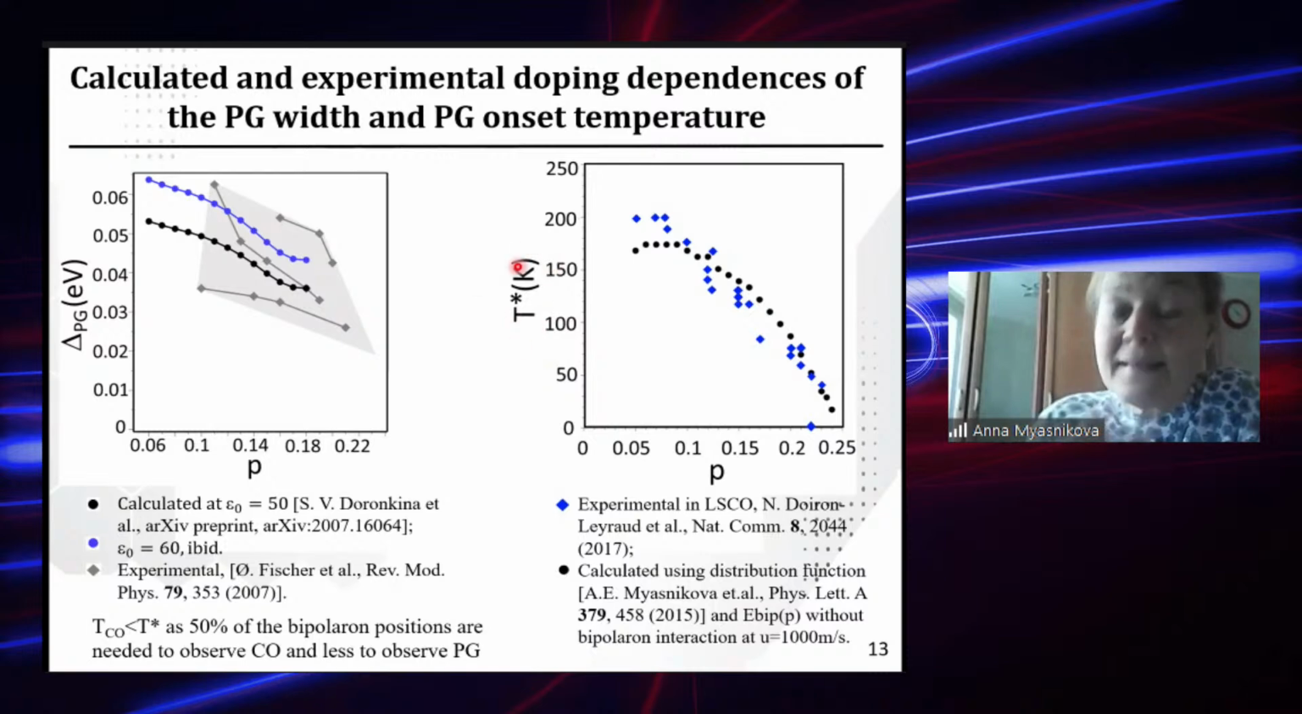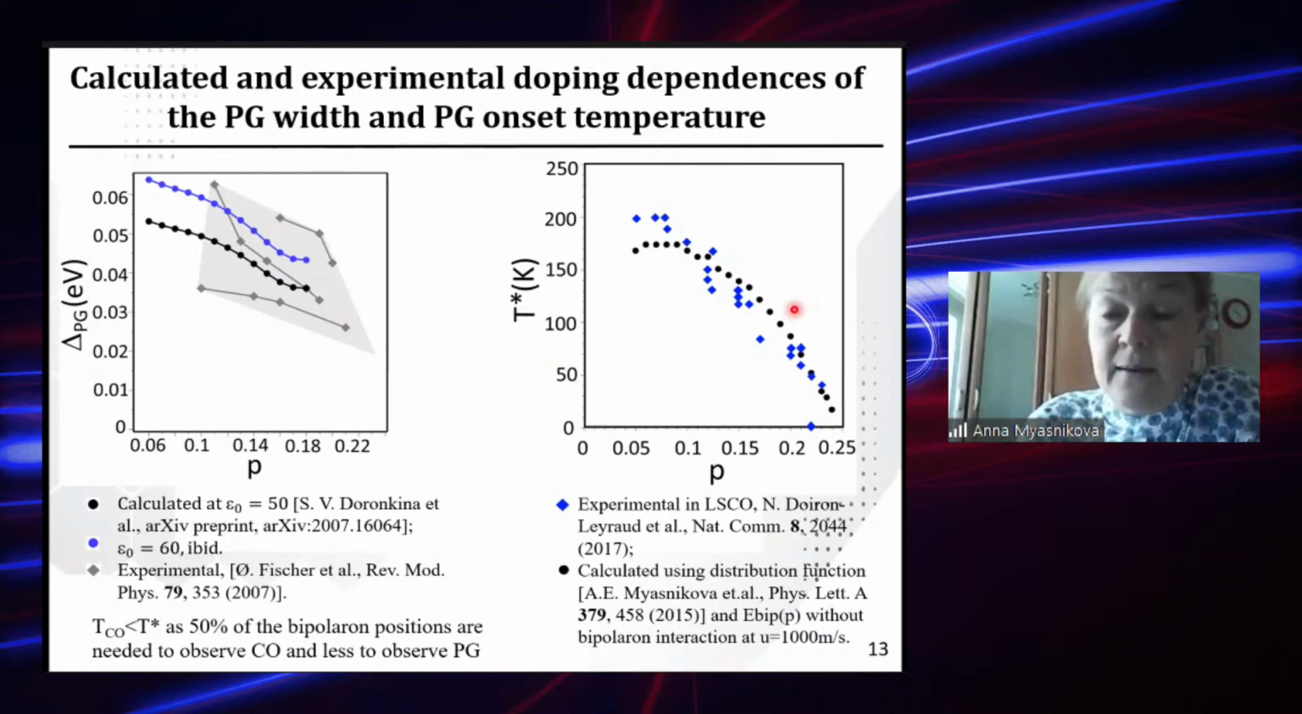And here is the temperature of the charge ordering onset. It is calculated as the temperature of thermal decay of 90% of bipolarons. We can see that the temperature of the charge ordering onset is lower than the temperature of the pseudo gap onset because 50% of the bipolarons necessary to observe charge ordering are less than 90% of bipolarons necessary to observe the pseudo gap.